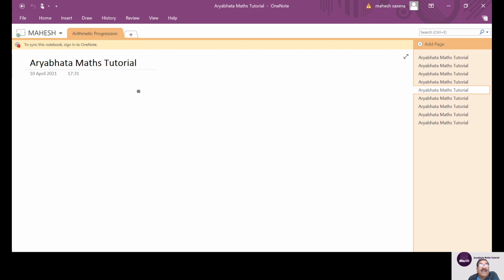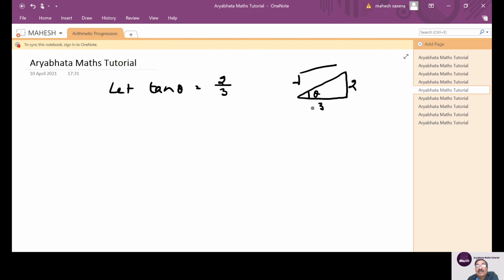Suppose tan theta is given. Let tan theta be equal to 2 by 3. And we have to find the trigonometric ratios of sine, cos, sec, cosec, and cot. In this case, again, draw a triangle. Let this angle be theta. Tan is perpendicular upon base, therefore perpendicular will be 2, base will be 3. Therefore, by Pythagoras theorem, hypotenuse will be 3 square, that is 9, plus 2 square, that is 4, 9 plus 4, that is root 13.